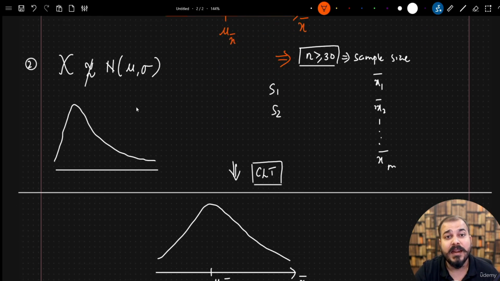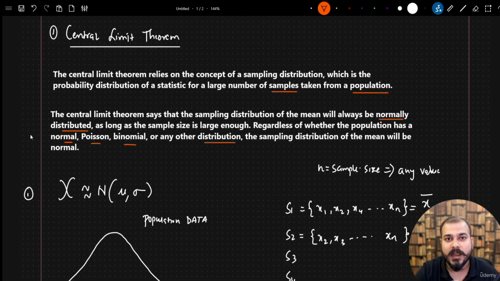And let's say your random variable is not following a Gaussian distribution, it can be of any other distribution. In this case, my n size should be greater than or equal to 30 to make sure that whatever sample means I take, we get them in the form of a Gaussian or normal distribution, right? So this is what the central limit theorem states. So let me just go ahead and read it again.